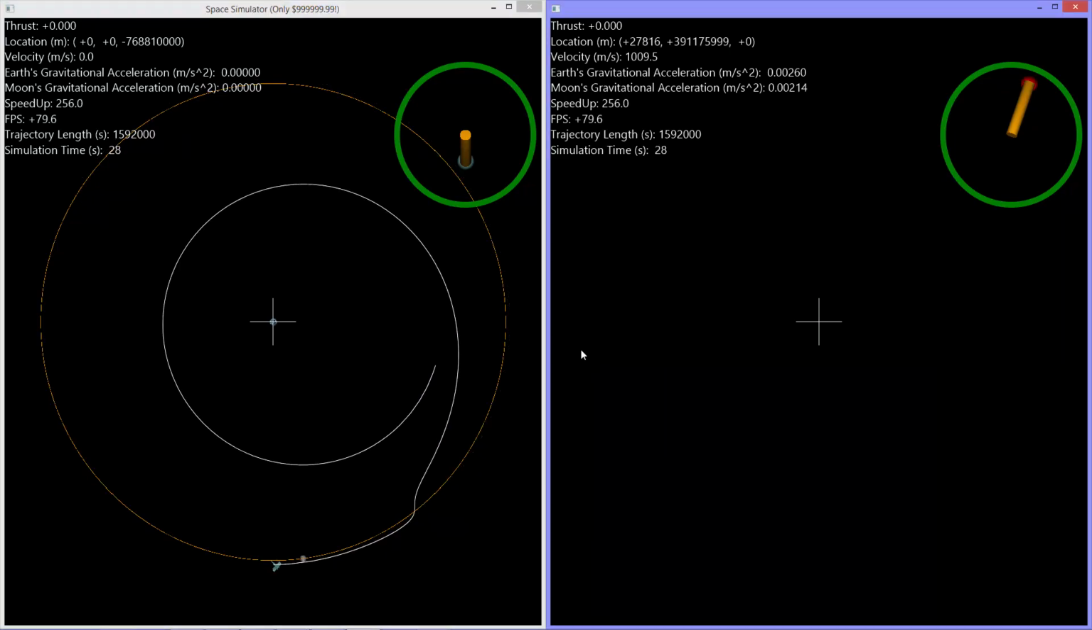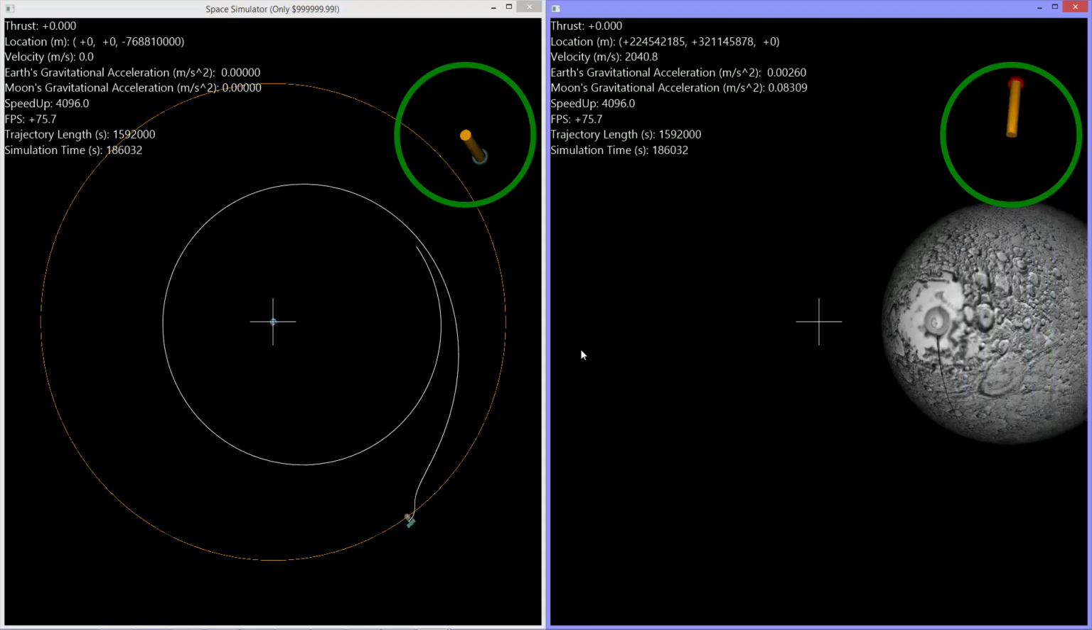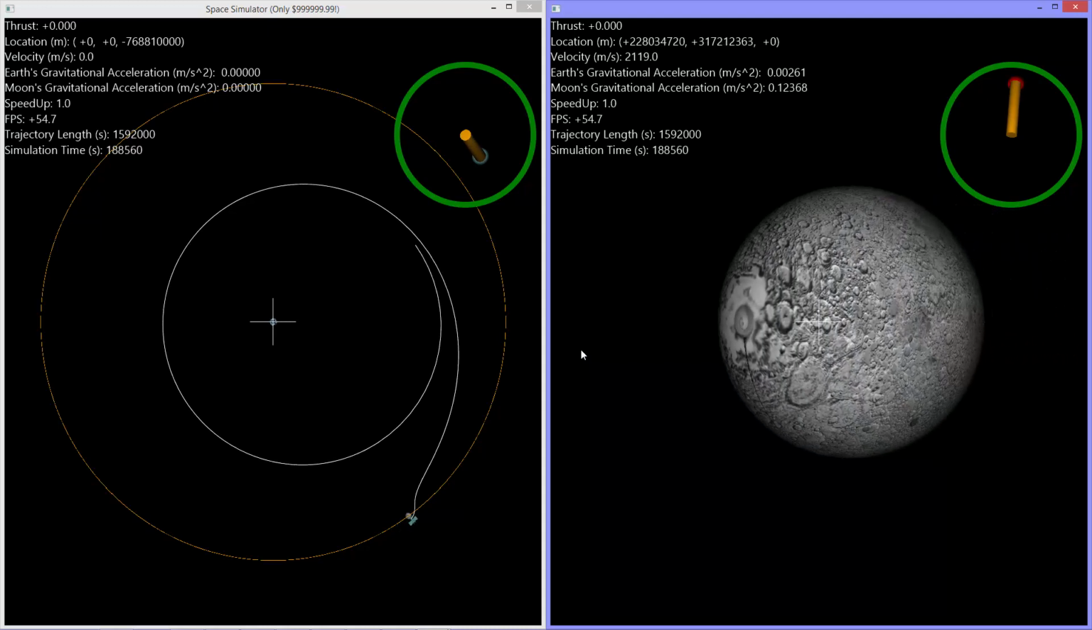So what's actually happening is, even though the Moon's gravity is small at first, the Moon pulls the spaceship closer and closer to it, which makes gravity bigger and bigger, until eventually the spaceship is slung around. Ooh, pretty textures. Man, this game is really fun, and it's all possible because of numerical integration.